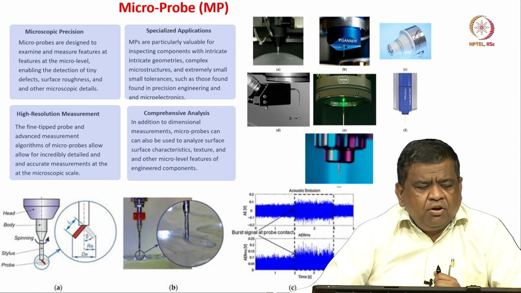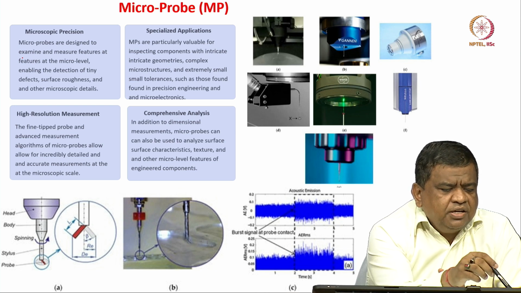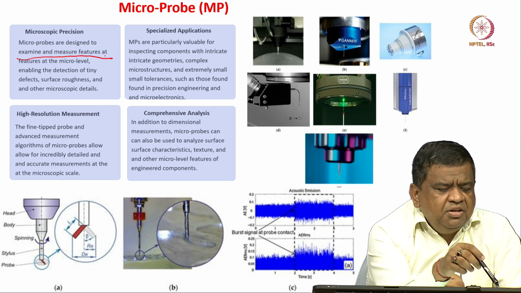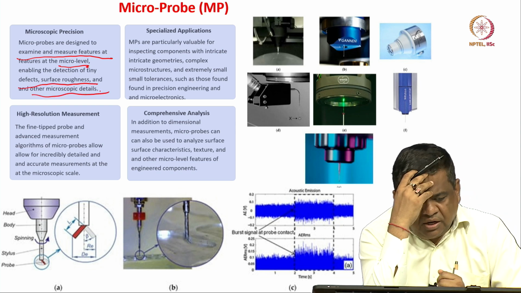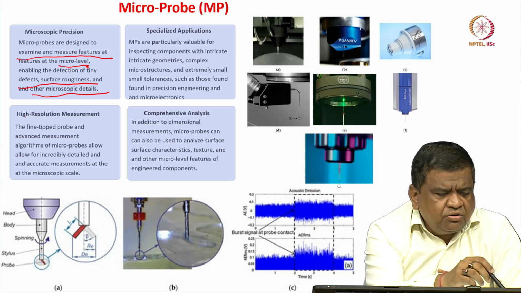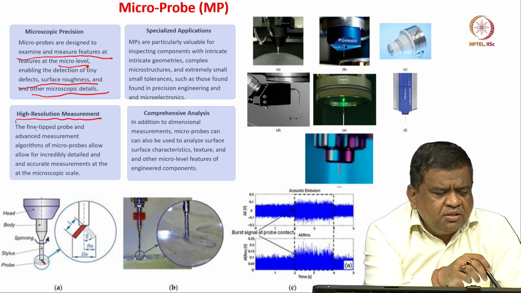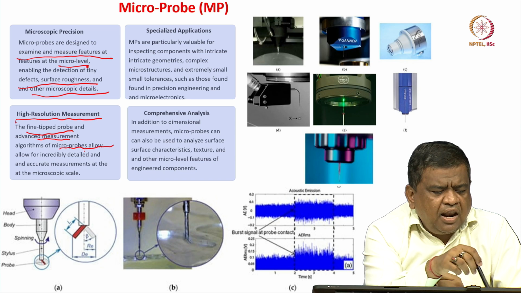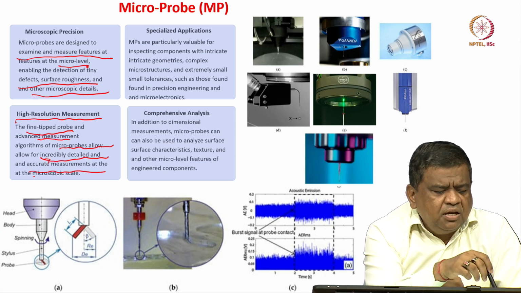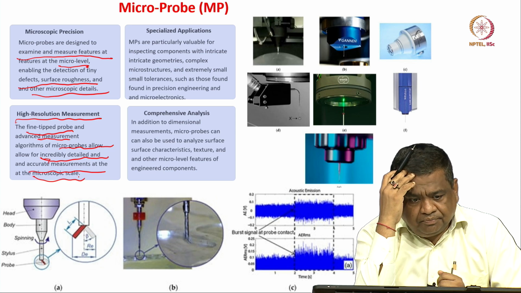The fourth one is the micro probe. The micro probe is essentially used to examine and measure features at the micro level, and to detect defects like surface roughness and other microscopic details. So, this is also high resolution measurement. This is the fine tipped probe, and these probes essentially allow incredibly detailed and accurate measurements at the microscopic scale.